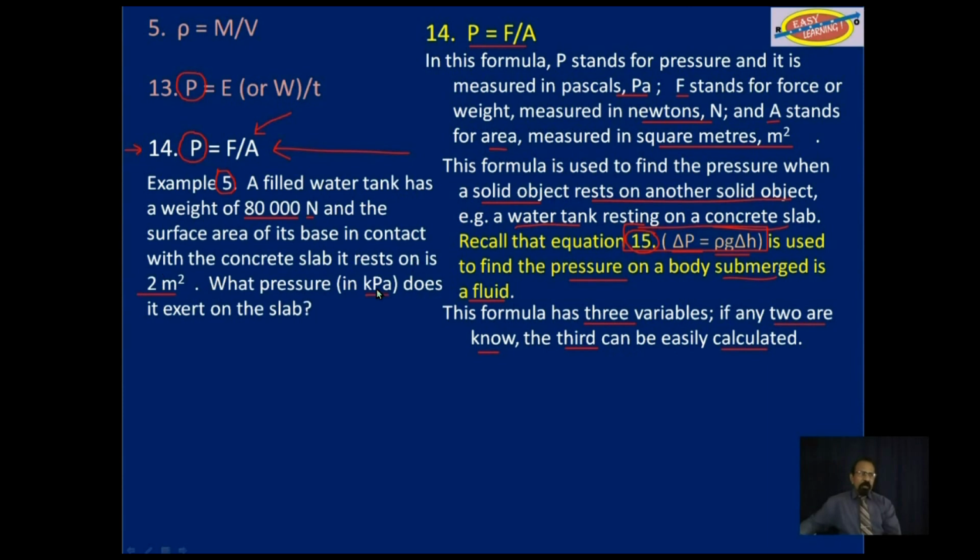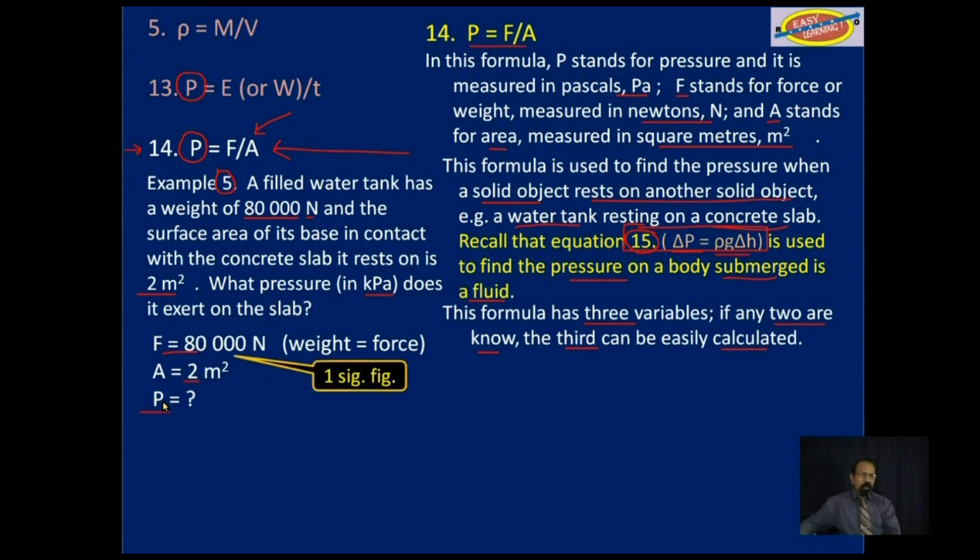What pressure in kilopascal does it exert on the concrete slab? So we write the data we are given. F is equal to 80,000 newtons, which is the weight or the force. Area is equal to 2 square meters, and we want to find pressure.